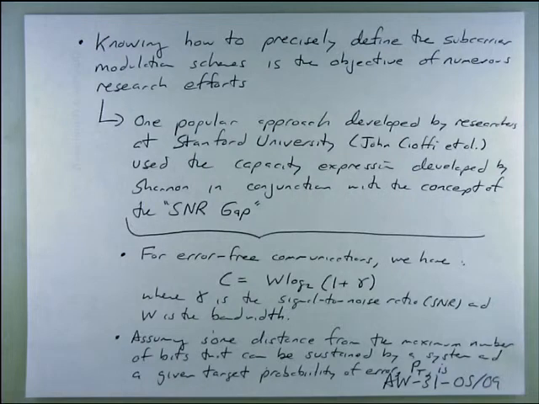But what happens is Chiaffi came up with an awesome way of calculating, approximately, ballpark, the number of bits that are suitable for each subcarrier across all subcarriers. And it uses something called the SNR gap. So what he did is he took Shannon's capacity, which we know and love, right? C is equal to the bandwidth times log 2 of 1 plus the SNR.